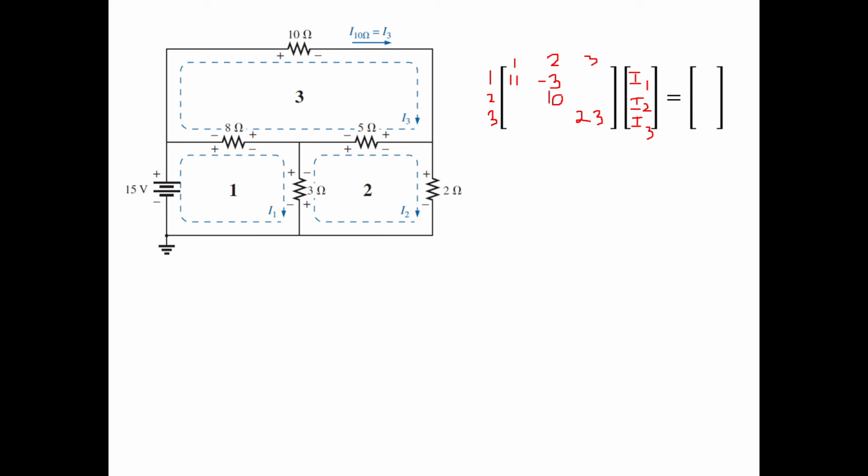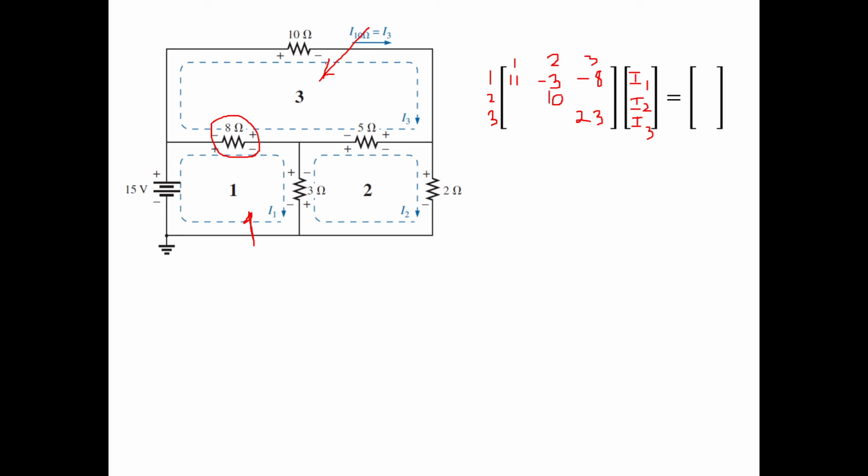Now let us go to the next element. In the next element, we are going to consider 1 and 3. So go to loop number 1 and go to loop number 3. So these are the 2 loops. Is there any resistance common between loop 1 and 3? Yes, this 8 ohm resistance. So here what we have to write is minus 8.